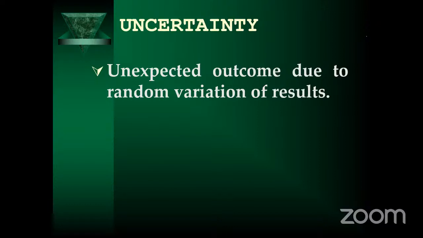Here, unexpected outcome. Whenever we are talking about risk, there is variability of your expected outcome, but uncertainty is unexpected outcome due to random variation of result. That means it is beyond our imagination or beyond our expectation. Let's say we are expecting 20% of return, but if you are getting negative 30% of return, simply we can say this is the unexpected outcome. This unexpected outcome happened due to random variation of result, that is uncertainty.